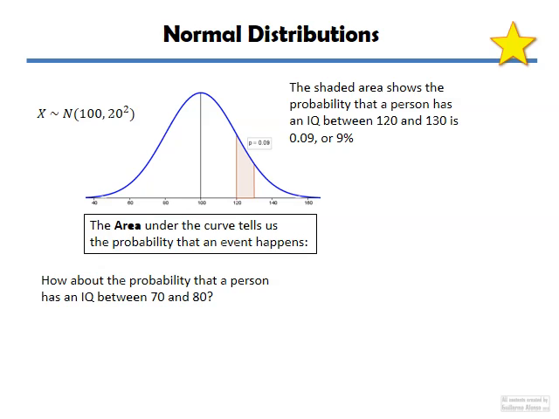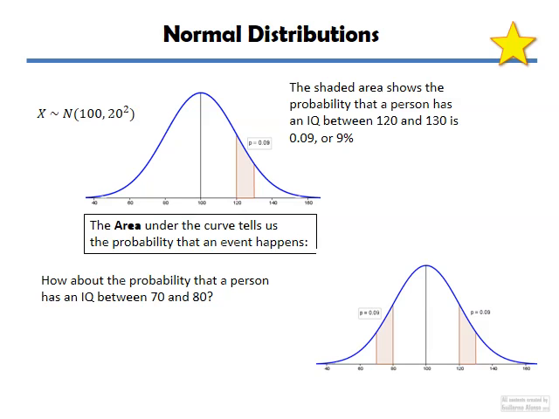So what about 70 and 80? Well, look at it. Between 70 and 80, I'm going to get exactly the same probability. Why is that? Well, because from 80 to 100 I have 20, from 100 to 120 I have 20, and they're both 10 units wide. So since it's symmetrical, and that's important, they are symmetrical on both sides, I'm going to get exactly the same probability. And this is a property we're going to be using often. The symmetry. Very important.